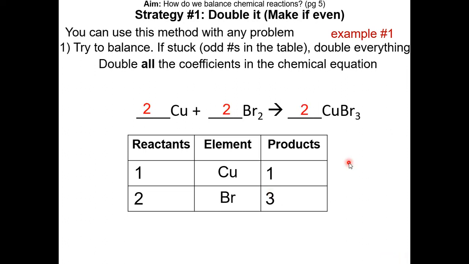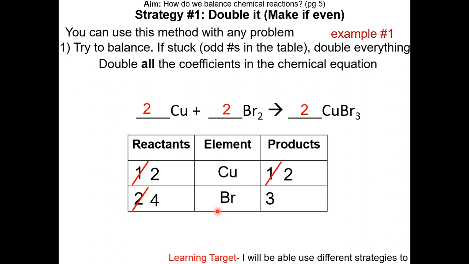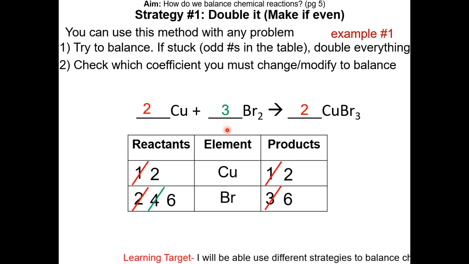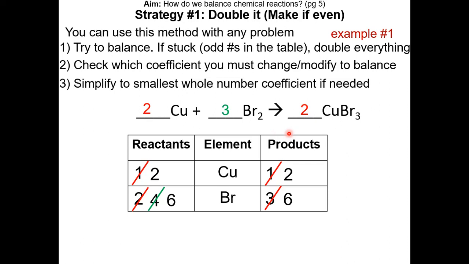Now that we doubled all the coefficients in the chemical equation, let's adjust the table. So now we have 2 copper, 4 Brs on the reactant side, and on the product side, we have 2 coppers and 6 Brs. Once you double everything, we can look at the table and the equation again to check which coefficient we must change or modify to balance. It should be easy to see that we now have to change the coefficient of Br2. Instead of 2 Br2, we need 3 Br2, so that we have 6 Brs on the reactant side. This chemical equation is now balanced. If needed, simplify to the smallest whole number coefficient.